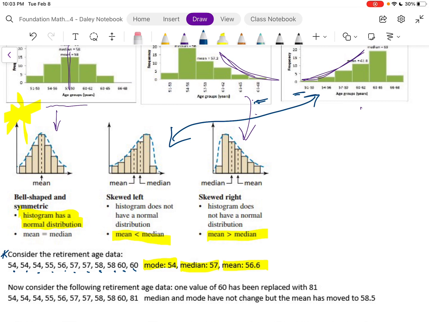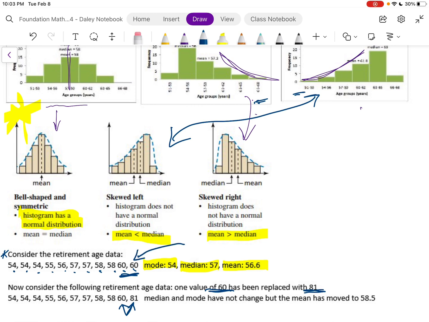All right, so right below it, let's take a very, very similar data set. In the first sentence, it says that the only difference with this data set is that one of the values of 60 has been replaced with a value of 81. So in this group, we had two values of 60 at the end. Right here, we have one value of 60 and one value of 81. Now, if you consider the value 81, that is much larger than the rest of the values in the group. So let's just think about this first group for a second.